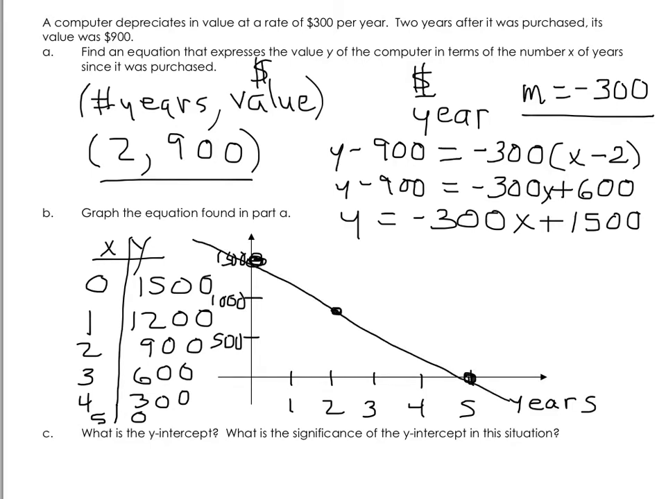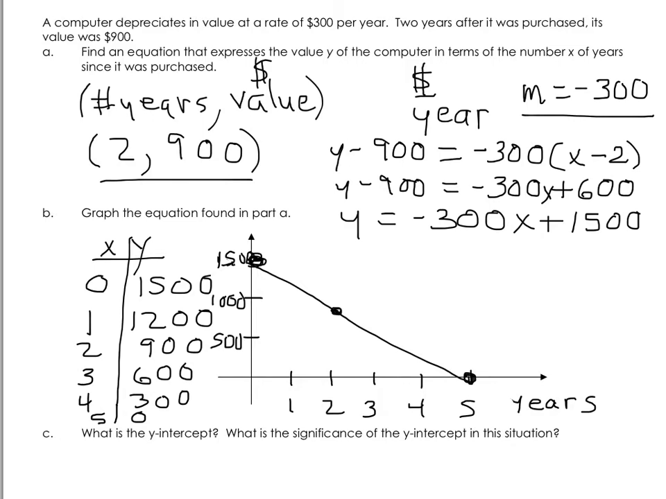We're in the first quadrant because it only makes sense to be talking about the number of years since you bought it. And once it's worth $0, you don't care. I don't think it's going to get any worse than that.